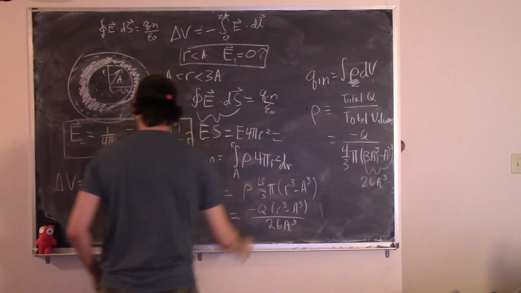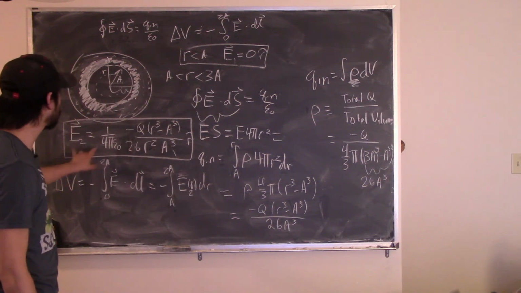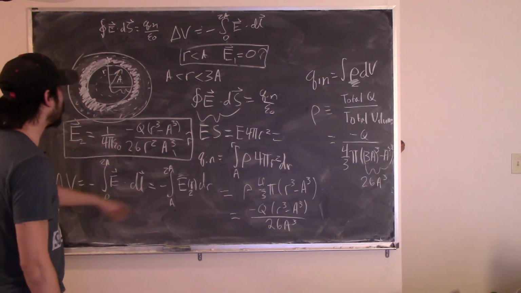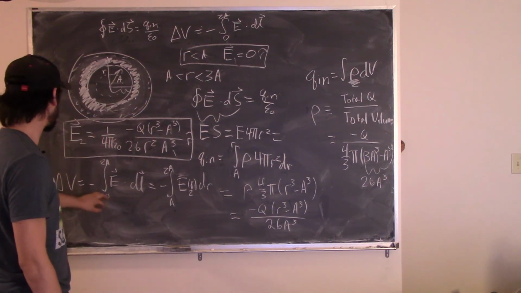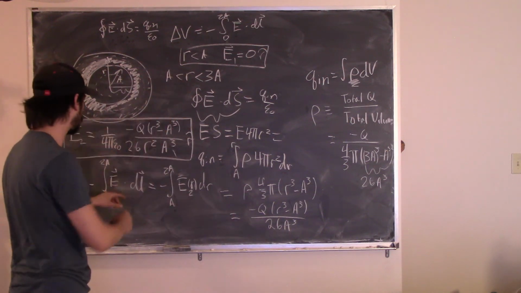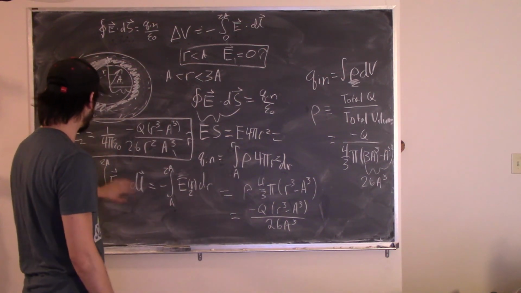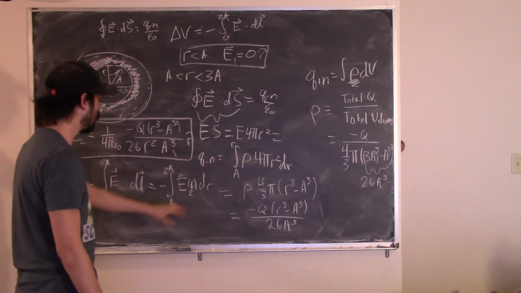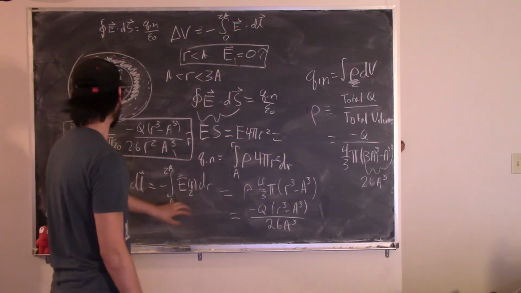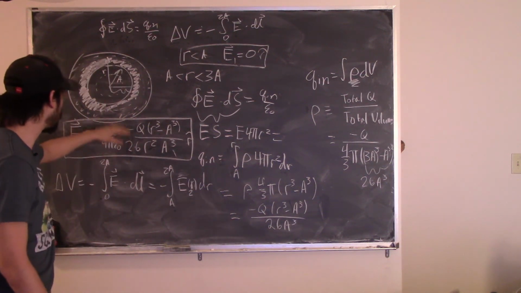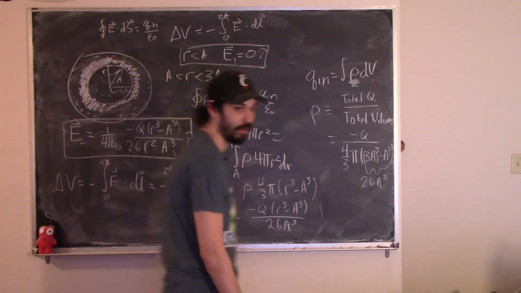I find what q in is. That gives me what E2 is. And then I'm ready to evaluate what delta V is. Delta V is piecewise because I have two different electric fields. And the integral over E1 is 0. The integral over E2 is just going to be the integral of this from a to 2a. Okay?